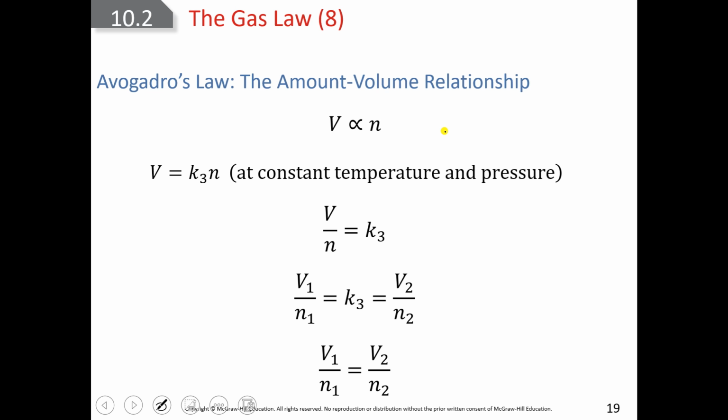Now we have Avogadro's law, and this is a direct relationship between volume and moles at both a constant temperature and pressure. So we're going to have volumes and moles, and what we can say is the relationship between volume and moles is equal to a constant, again, temperature and pressure. So we can say V1 over N1 equals V2 over N2, right here.